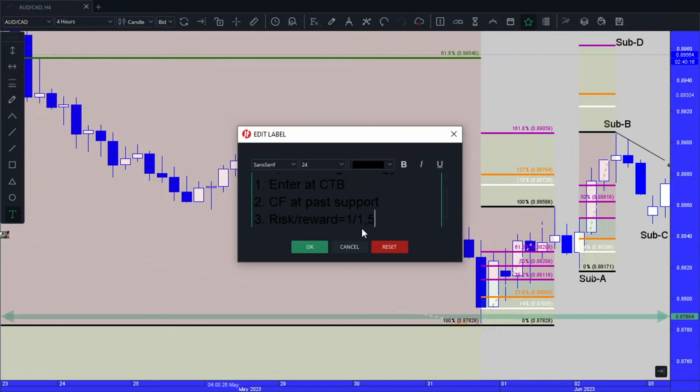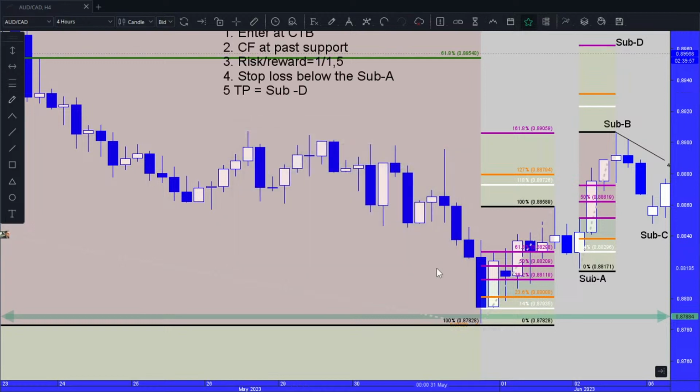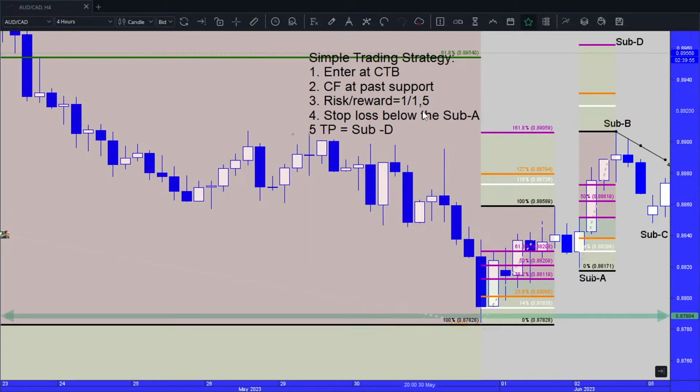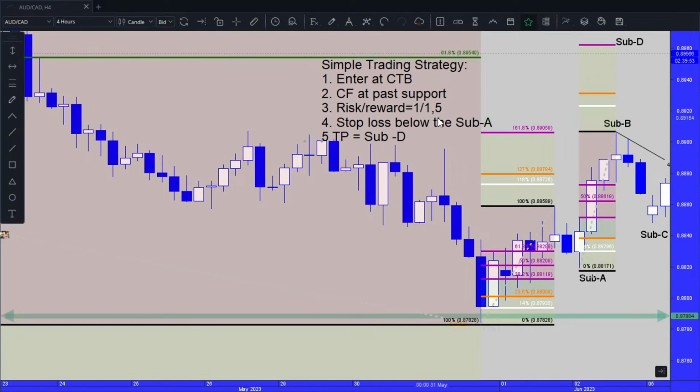Alright. And number 4, stop loss below the sub A. Number 5, TP, take profit equals to sub D. Alright, everybody? Simple trading strategy.